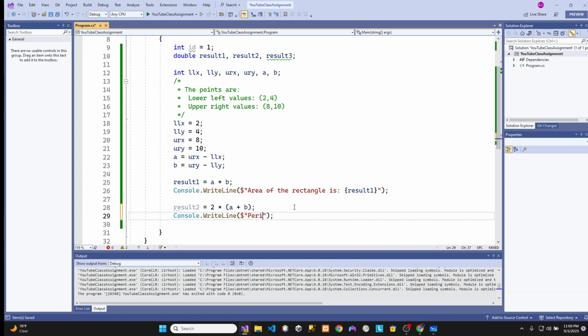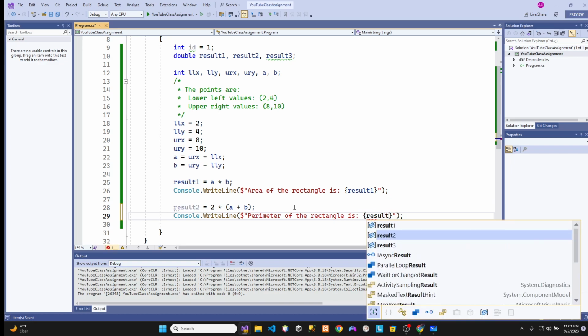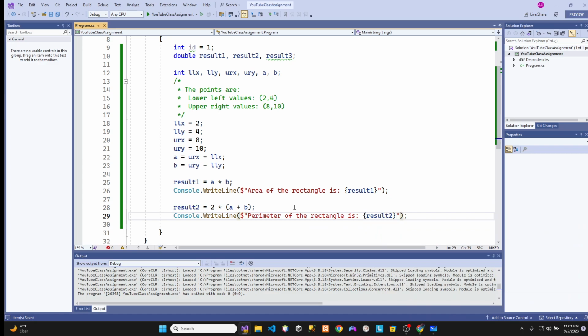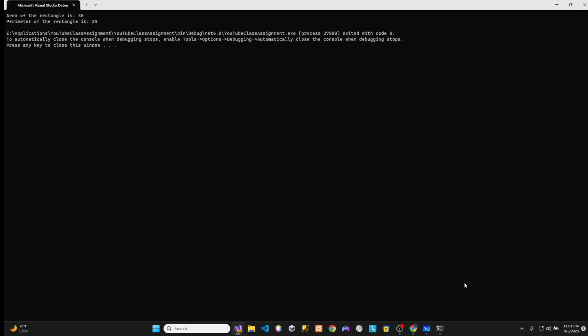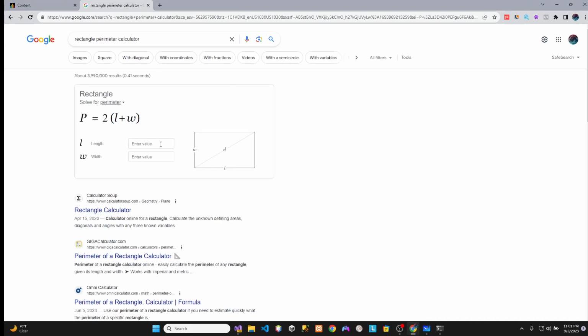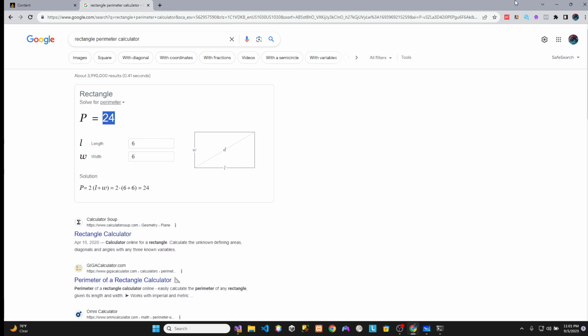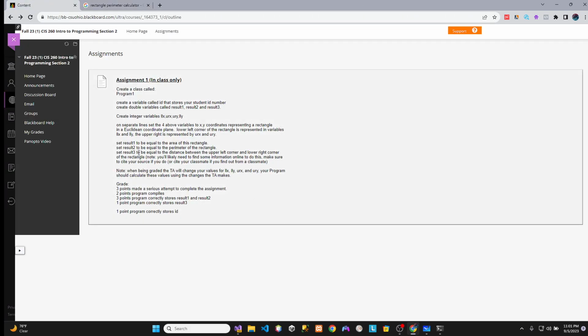We say perimeter of the rectangle is result 2. Now run this. 24. Let's go ahead and check this. I got 6 and 6. That's 24. So result 3, like I said, it is different.